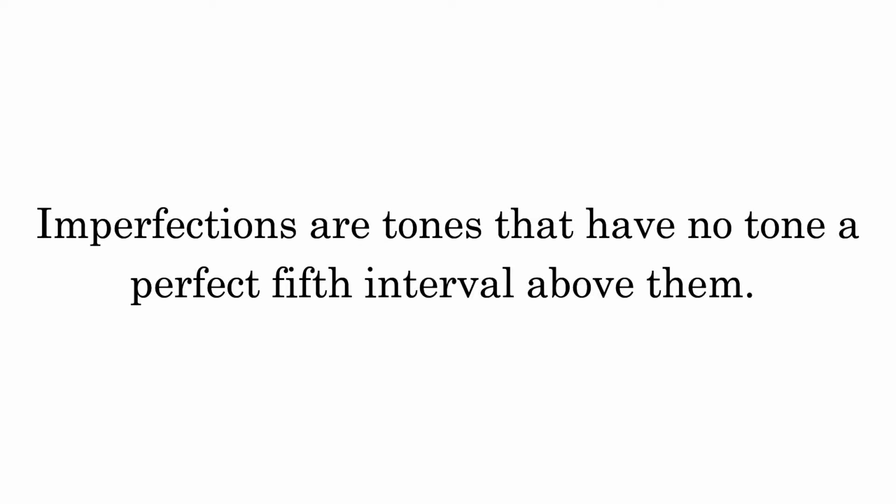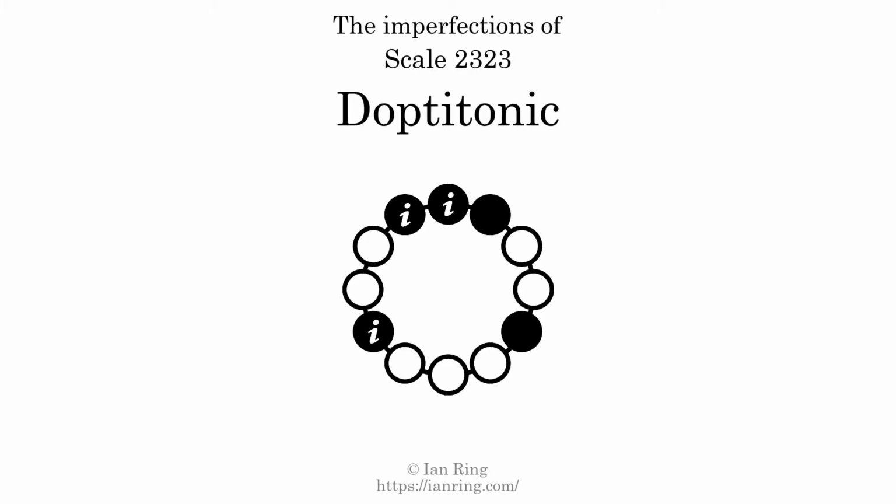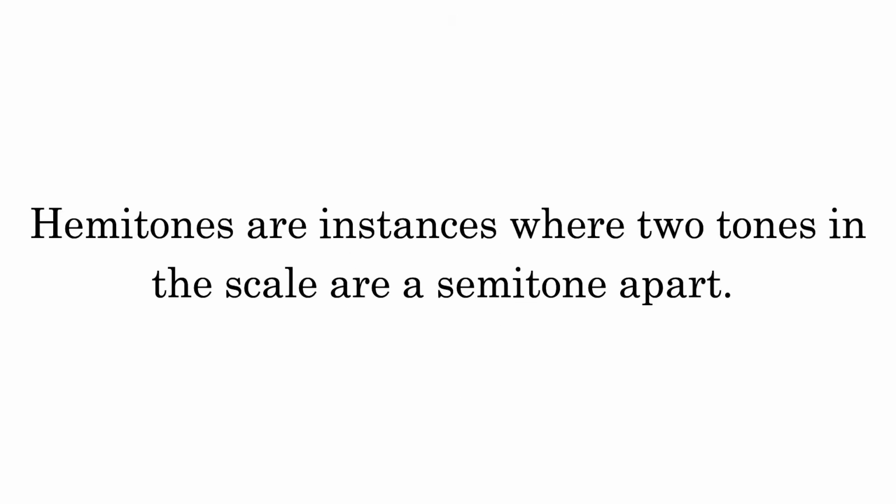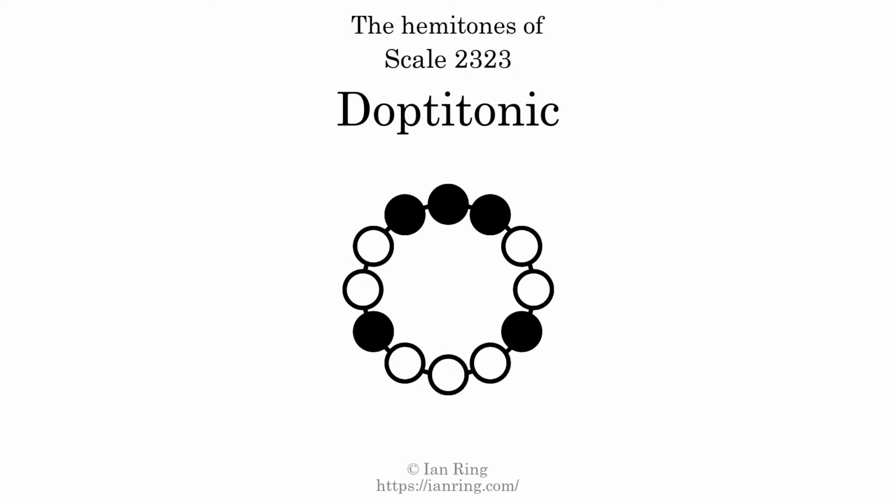Imperfections are tones that have no tone or perfect fifth interval above them. This scale has 3 imperfections. They are at positions here, here, and here. Hemitones are instances where 2 tones in the scale are a semitone apart. This scale has 2 hemitones. They are at positions here and here.